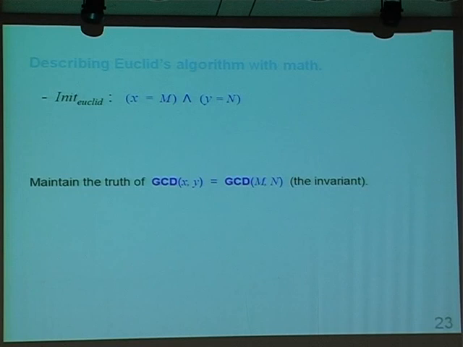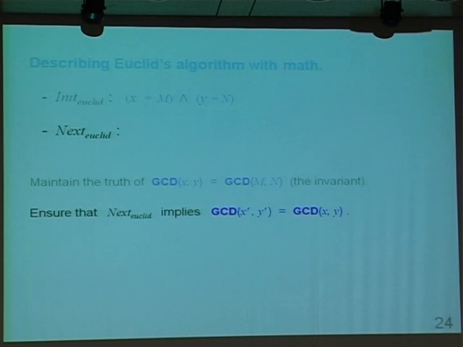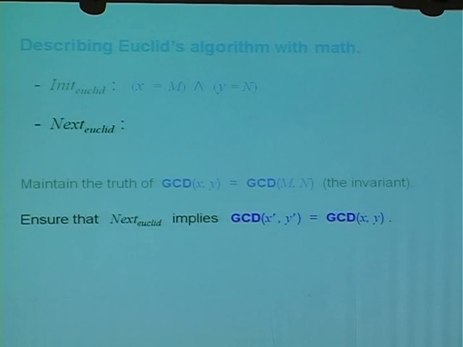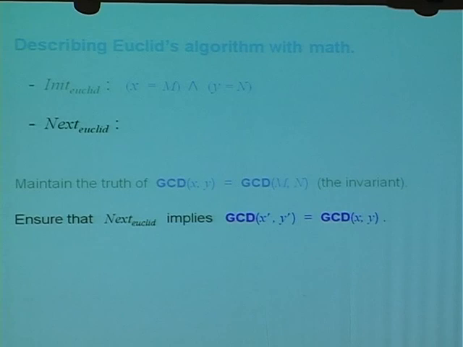Then what about the next state relation? Again, we have to maintain the truth of this invariant. To do that, we need to make sure that the next state relation implies that the GCD of X prime, Y prime equals the GCD of X, Y. Because if it's true in the initial state, and we know that if it's true in one state, it's true in the next state, then it's going to be true in the second state, and because it's true in the second state, it's going to be true in the third state, and it's going to be true for all states of the behavior. So that's what we have to do. We have to write the next state relation so it ensures that that equation holds.